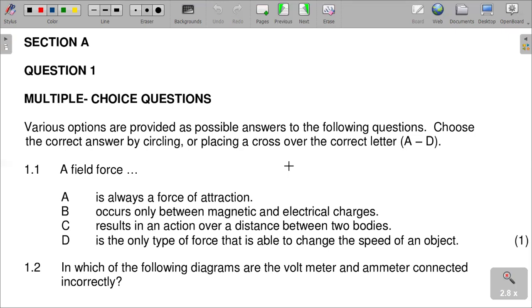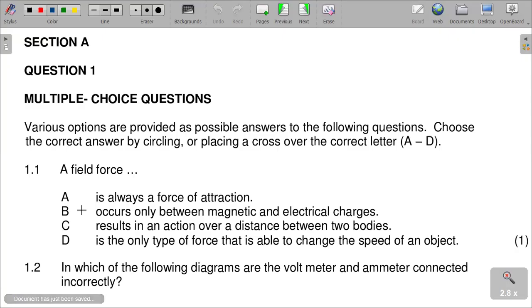You are writing, like I said, you need to follow instructions per question. We are given various options as possible answers to the following questions. You choose the correct answer by circling or placing a cross over the correct letter A to D. What this means is that on each number, you circle the letter that is correct for each question. So let's quickly go through it.